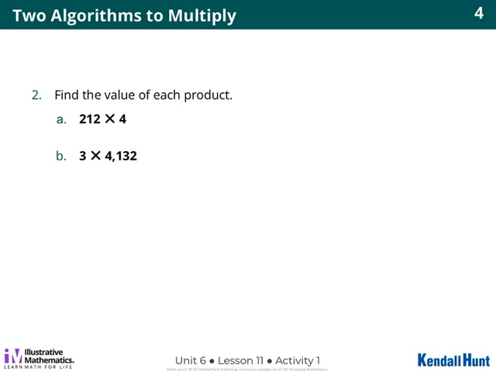It says find the value. Does it say use the box diagram? No. Does it say use the shortcut method? Yes. Does it say use the partial products? No. It doesn't say. But here's where you guys are struggling. You need to do the method where you get the right answer.